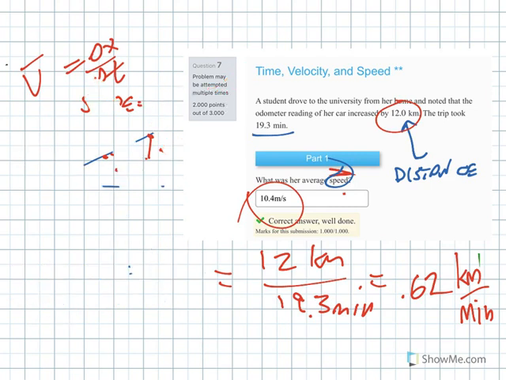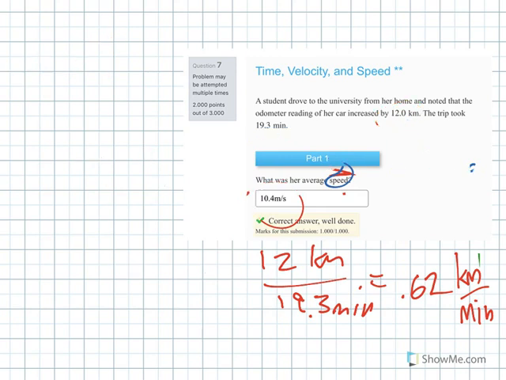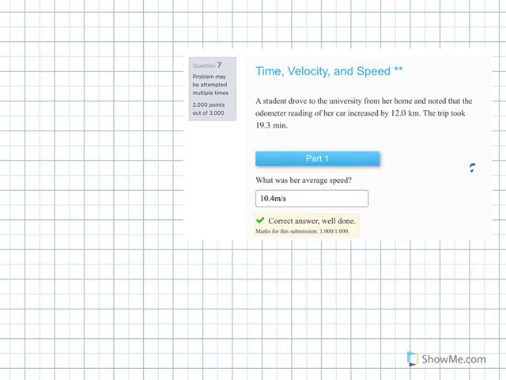But I'm thinking you could probably, if you enter, like I said, just 12 divided by 19.3 and then put in the correct units, it'll probably still count that correct. Maybe. We'll have to find out. So then, to get the answer in meters per second, here's what we did. Let me just write this stuff out here.